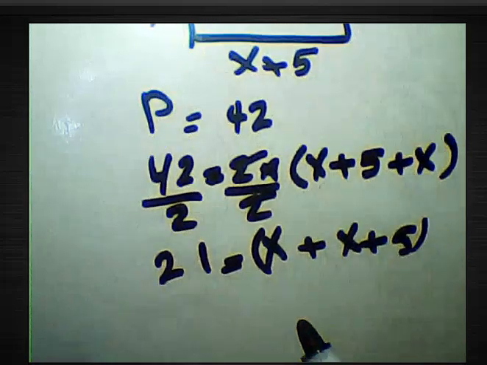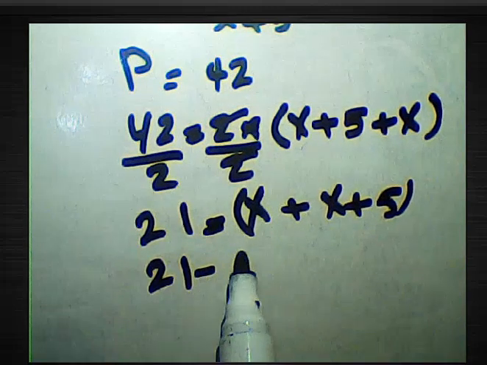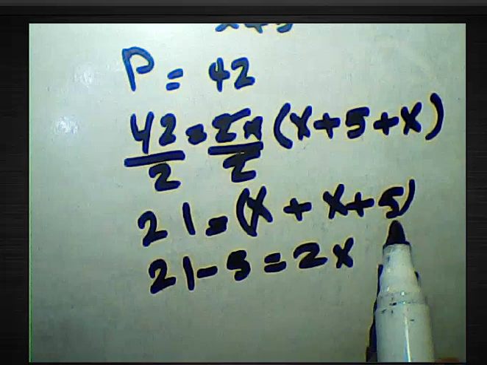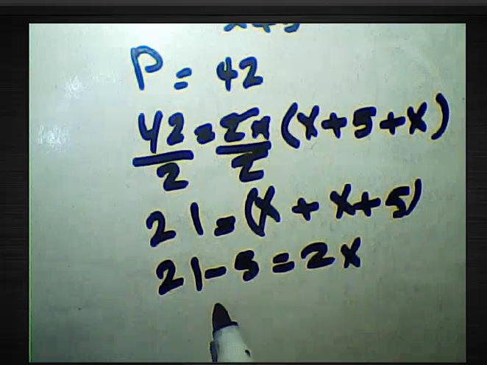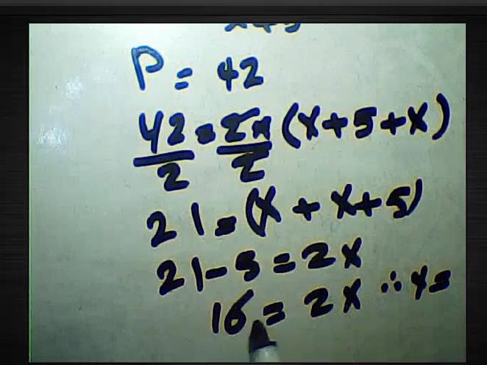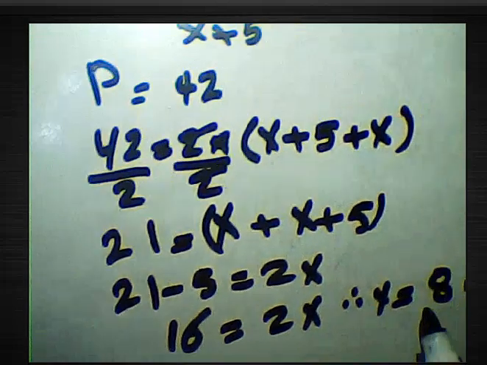And we can simplify it. x plus x equal to 2x, then 21 minus 5 equal to 2x. We can move 5 from the left hand side to the right hand side. 21 minus 5 equals 16. 16 equal to 2x, and then x equal 16 divided by 2 equal 8. Then the width will be 8 centimeter.